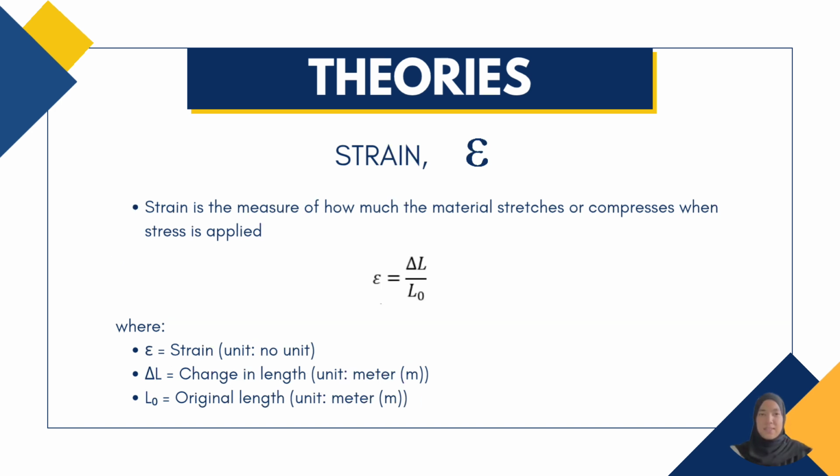Strain, shown by the symbol epsilon, measures how much a material stretches or compresses when stress is applied. It is calculated as the change in length over the original length. Strain has no unit because it's just a ratio. It helps us understand how much the bar deforms under load.